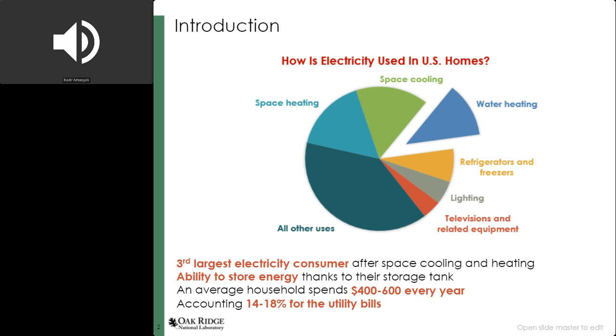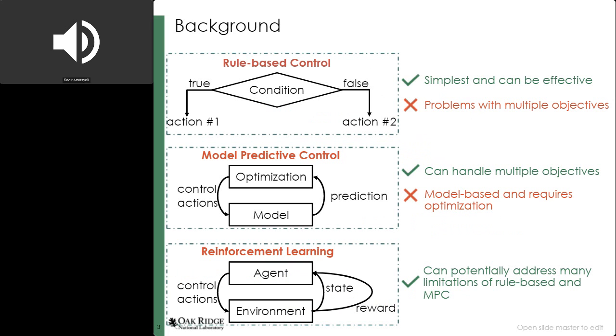The existing efforts in the area of water heater control can be categorized as rule-based control, model predictive control, and reinforcement learning control approaches. The rule-based approaches are the simplest, but they can be effective depending on the application. However, they cannot handle problems with multiple objectives. Model predictive control approaches, on the other hand, can handle multiple objectives and constraints. However, these approaches are model-based, so an accurate model needs to be developed for the system that we are planning to control. Also, MPC optimizes an objective function at every time step, so it might be computationally expensive. Also, in the case of non-convex problems, the implementation of MPC can be challenging.